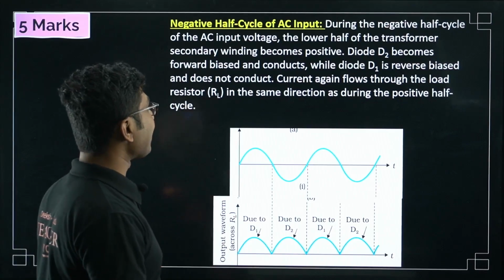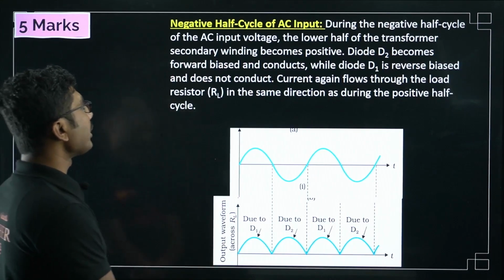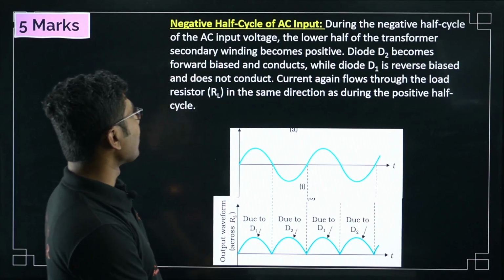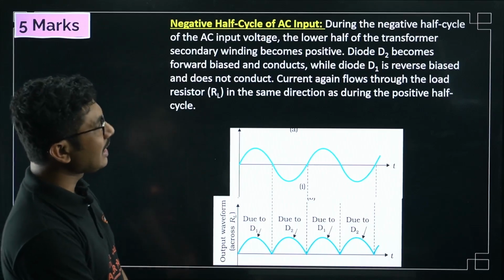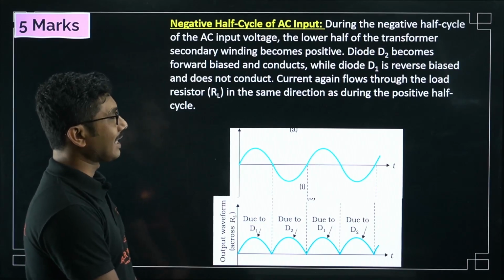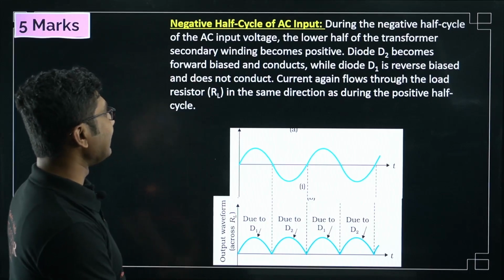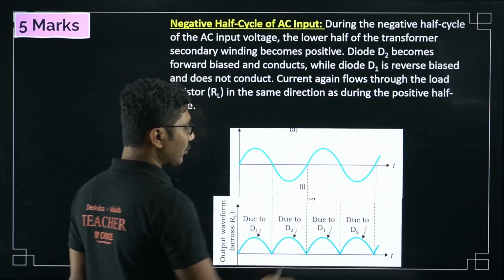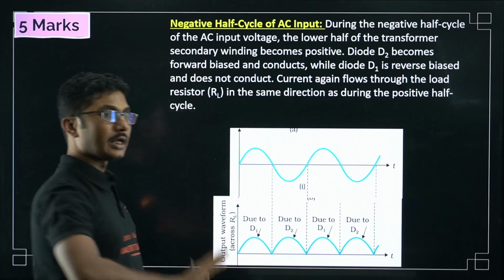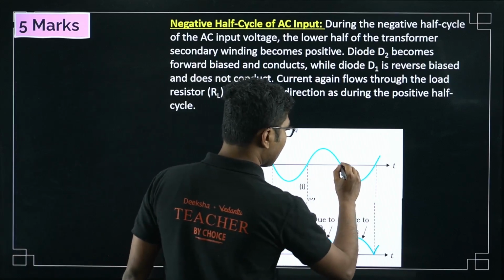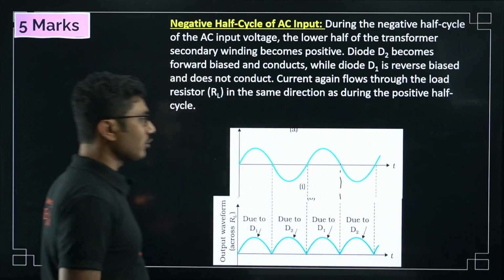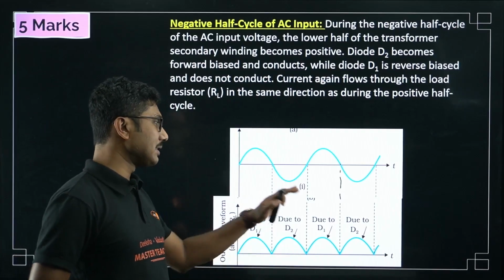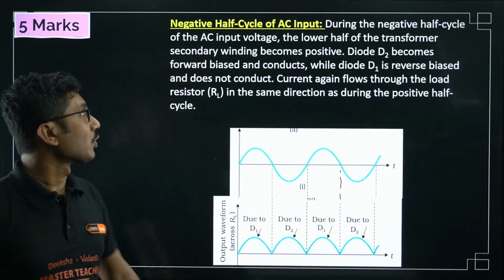Now, negative half cycle, what happens? During the negative half cycle of the AC input, the lower half of the transformer secondary winding becomes positive. Diode D2 becomes forward biased and conducts, while diode D1 is reverse biased and does not conduct. Current again flows through the load resistor RL in the same direction as during the positive half cycle. That is, this is the input waveform, this is the output waveform, and this is the shortcut circuit diagram. Whenever you are drawing the circuit diagram, you have to show this dotted line. So this is the shortcut form of the diagram. You can draw the bigger diagram given in your NCERT book, but this is the smallest possible diagram.